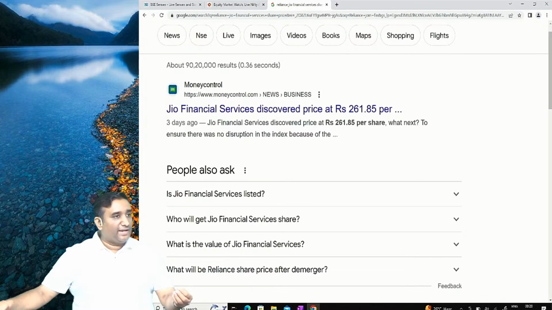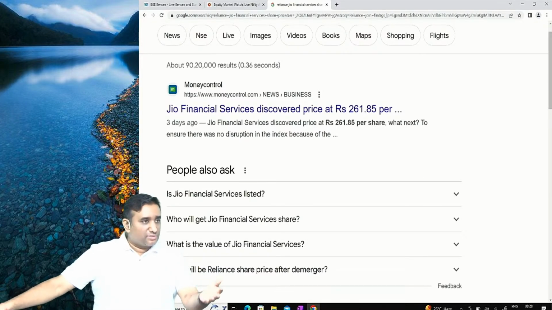For example, otherwise you find sometimes, very recently we had a merger of HDFC and HDFC Bank. HDFC Bank, leave apart.